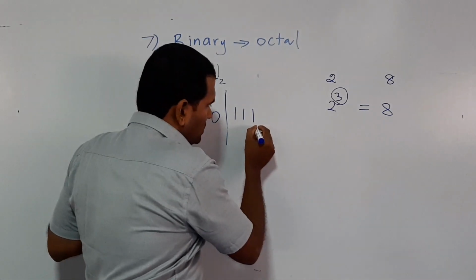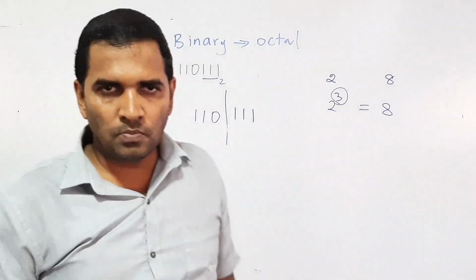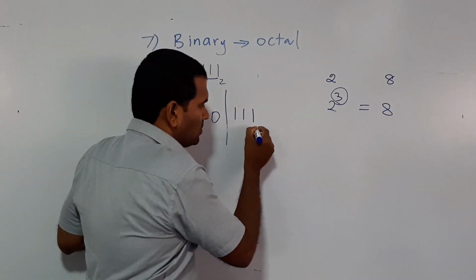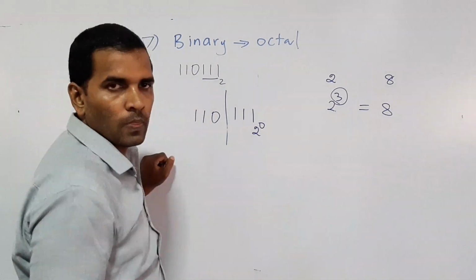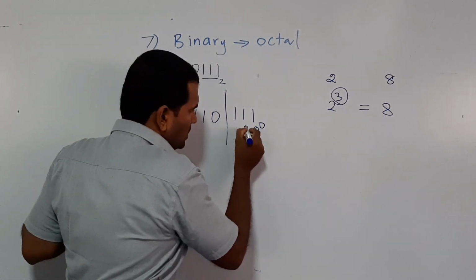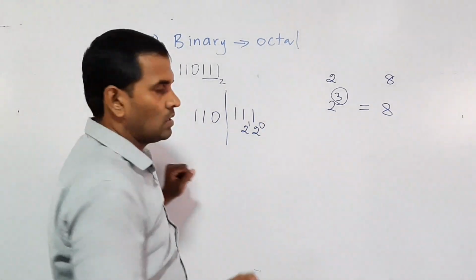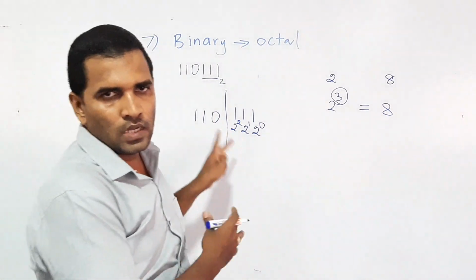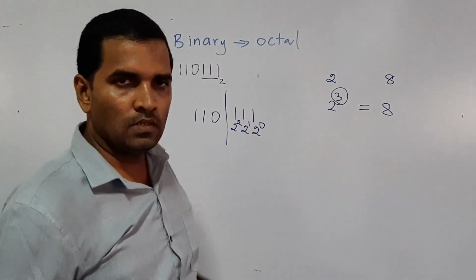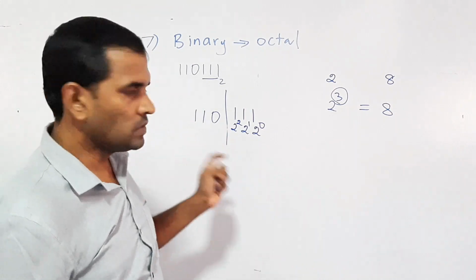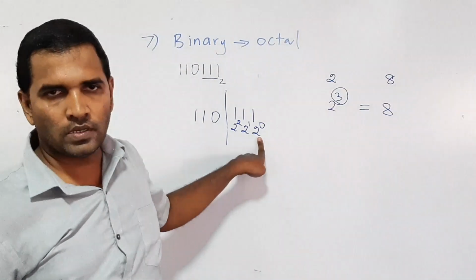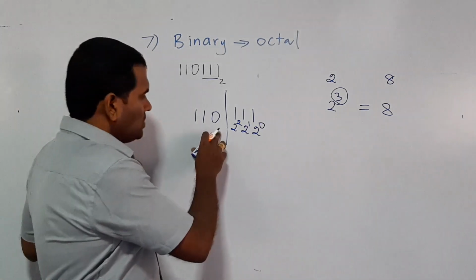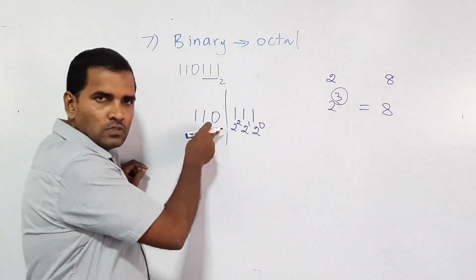Now the next step is writing the position of each digit. Look here, it's a binary number, so I can write the position as 2 to the power 0. The second one is 2 to the power 1. Here it is 2 to the power 2. After dividing into groups, I have to write the positions of each digit. Since it's a binary number, we have written the positions as powers of 2. Similarly, you have to write those positions for the next number.